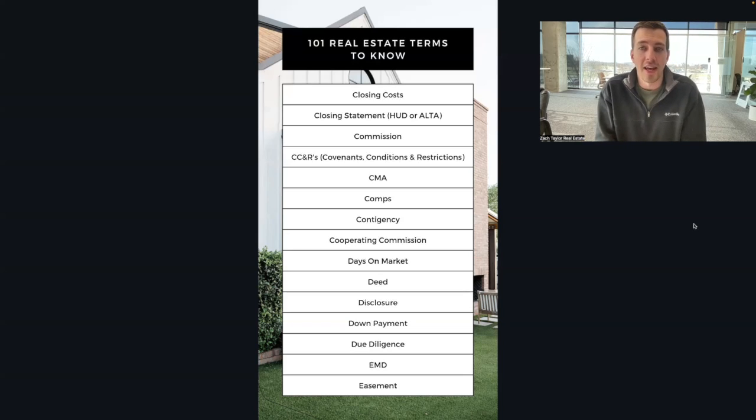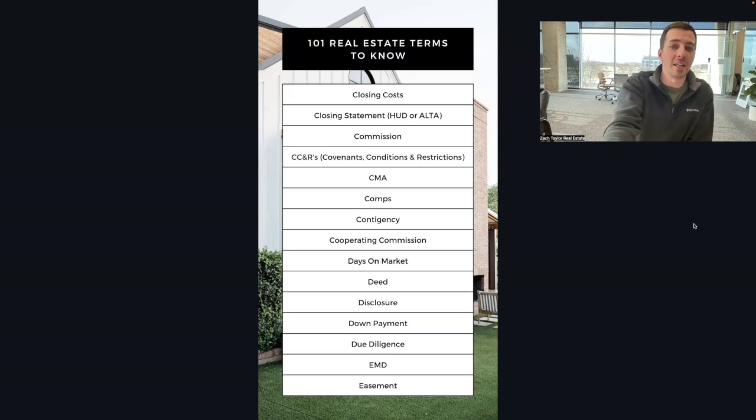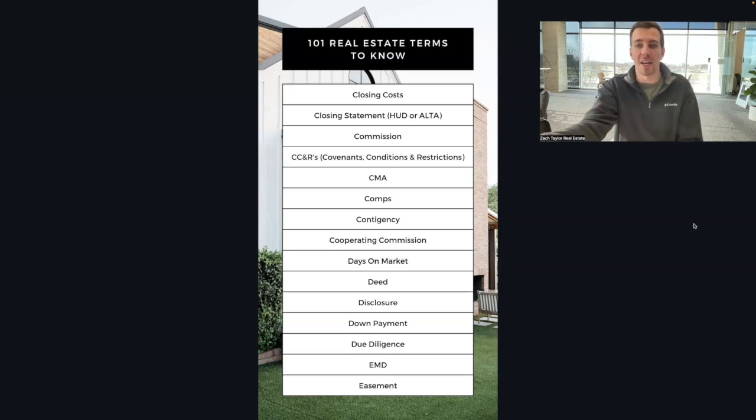CC&Rs, so that is short for covenants, conditions, and restrictions. These are rules established by HOA communities, and they write them out in the covenants, conditions, and restrictions of that community, CC&Rs. CCRs for short.